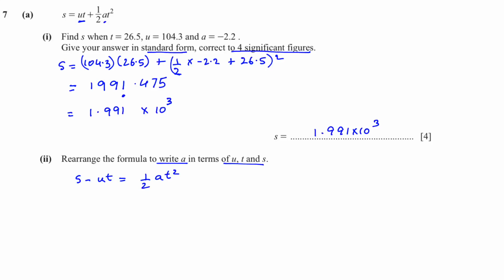Then the multiply or the divide. One way to remember is that whatever is in the denominator, you will bring it up. Whatever is in the numerator will become your denominator, it will go down. So it will be 2 times S minus UT is equal to AT square. We don't want the T square also, so that will also go to the other side. S minus UT divided by T square is your A. So we got our A, we made that the subject.